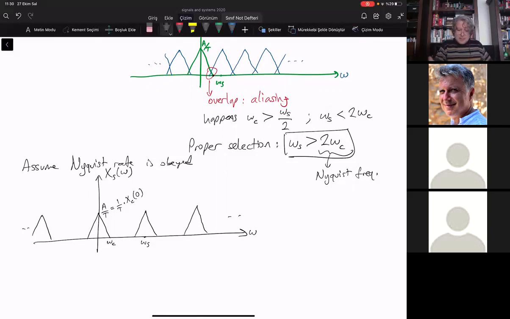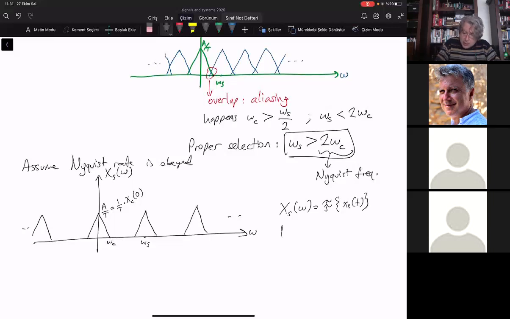And it is also periodic with omega s. Now, this shape that I have drawn is periodic with omega s. Now, this is the Fourier transform of x sub s of t. So X s of omega is the Fourier transform of x sub s of t.